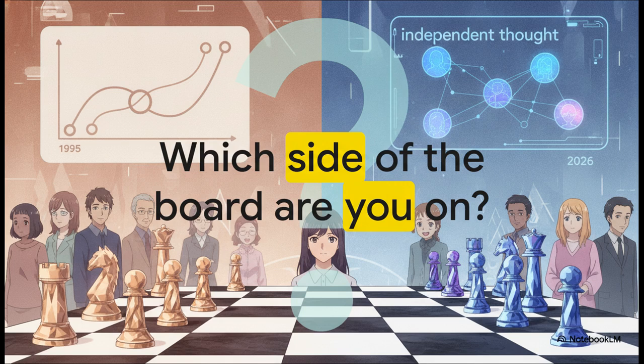This framework really forces us to look at our own lives, our relationships, and our roles in society from a completely different angle. So as we wrap up this explainer, the text leaves us with one pretty unavoidable question to ponder. When you look at the incredibly complex chessboard of modern society, which side of the board are you actually on?